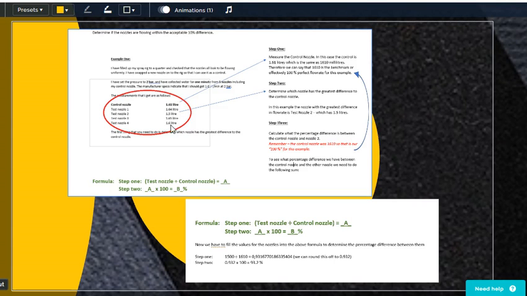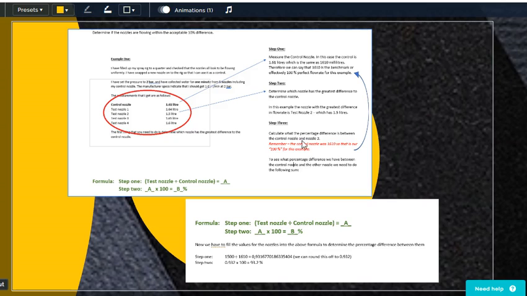The next step is to identify which of these nozzles has got the largest difference. We can see here that test nozzle 2 has got only 1.5 litre flow, so we know that that's one of the biggest differences. So we need to compare the control nozzle to that nozzle to determine whether or not it's within our safe range of 10%. In order to do that, we're going to divide our test nozzle by our control nozzle, and then we're going to get a number which we're going to multiply by 100 so that we can determine what the percentage difference is.